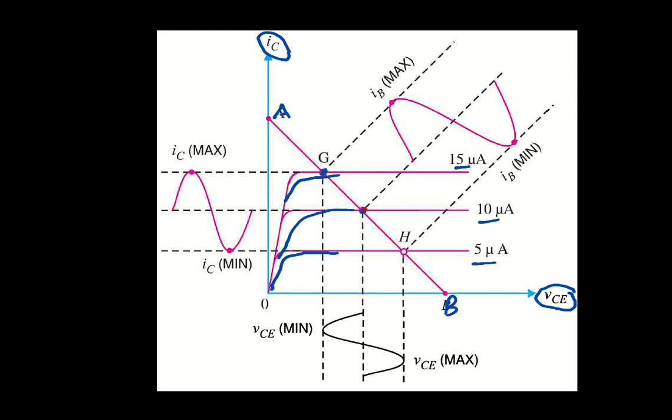So at H the base current is 10 microampere. When the input voltage increases, let's say the base current increases from 10 microampere to 15 microampere, then correspondingly the collector current will increase from 0 to the maximum value. For convenience, if you take it as 1 milliampere, then it reaches, let's say, 1.5 milliampere if beta is equal to 100 in this case.